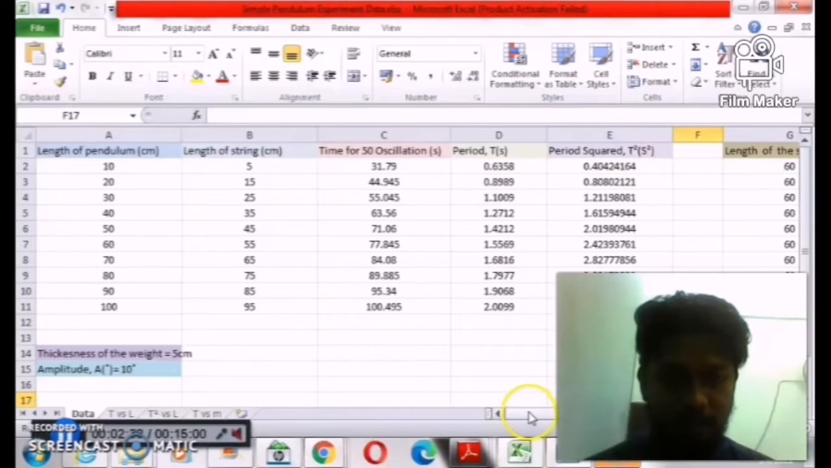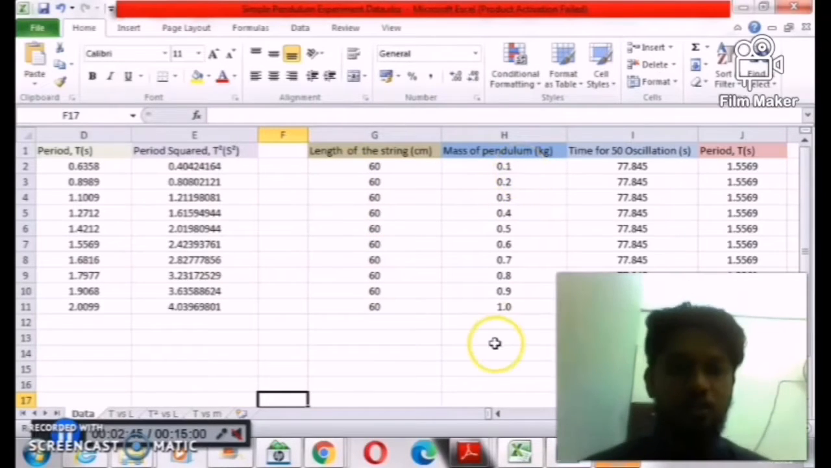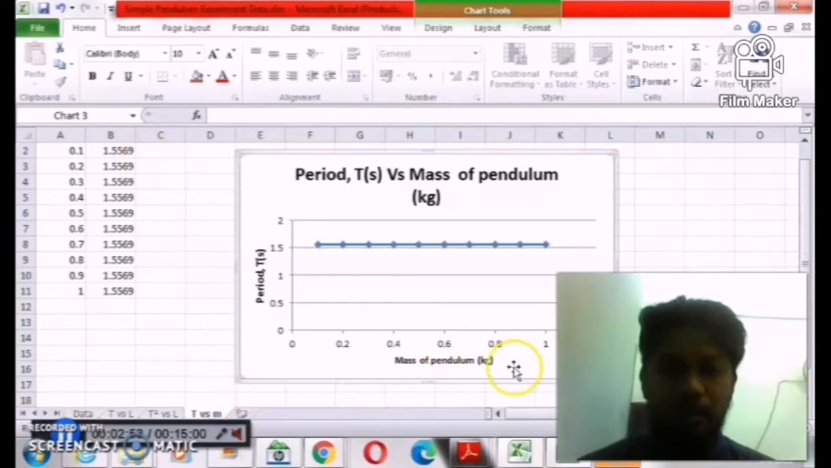So here's the data we collected. We keep the length constant at 60 cm. We increase the mass of the pendulum from 0.1 kg to 1.0 kg. This is the time for 50 oscillations and the time period. So the graph we generated is period T versus mass.